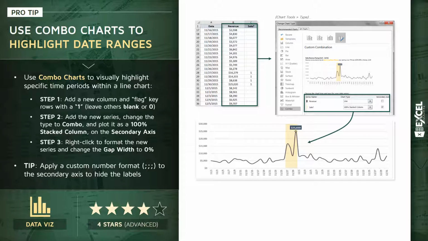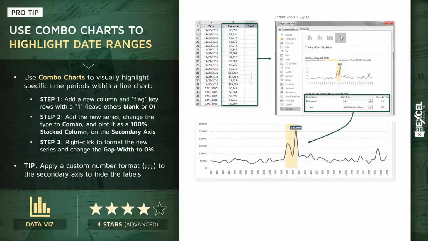In this case, the dates that we've highlighted, November 27th through November 30th, represent a very large promotional period, which helps to provide context and explain why we see those very large revenue spikes right at the beginning and end of that time frame.